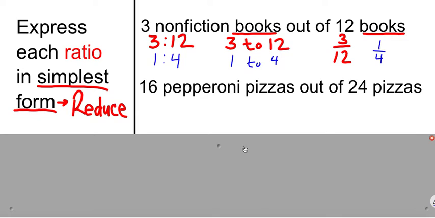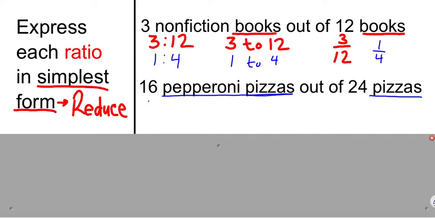Note in this problem, this is a ratio because I'm comparing pizzas. I'm comparing pepperoni pizzas to the total amount of pizzas. And it's good to start paying attention to exactly what we're comparing. In this case, again, it is pepperonis to total pizzas. Go ahead and pause the video, solve this yourself, and come back and see what you got.